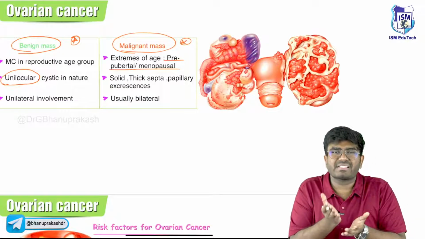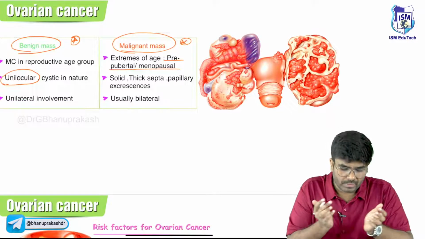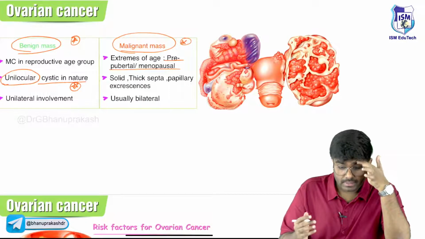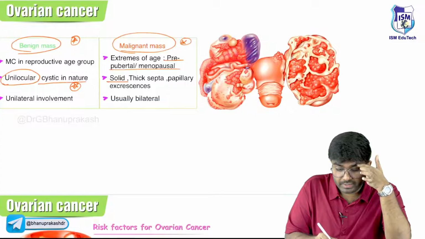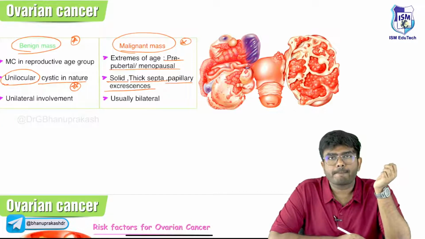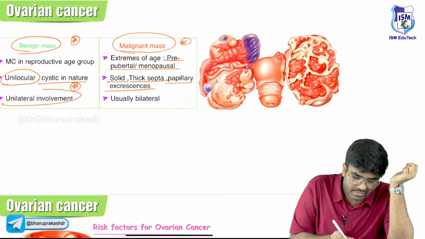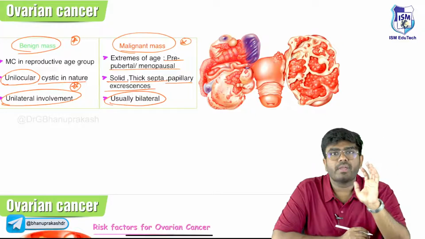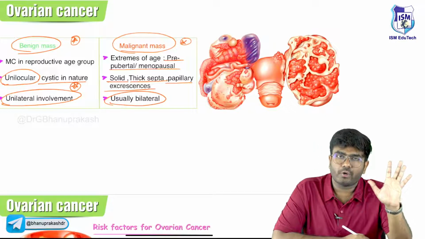Benign tumors are going to be unilocular, with a single cavity, and mostly cysts, fluid-filled cavities. But malignant ones are going to be solid with thick septa and papillary projections. Benign masses are usually on one side, unilateral. Malignant ones are going to be bilateral.